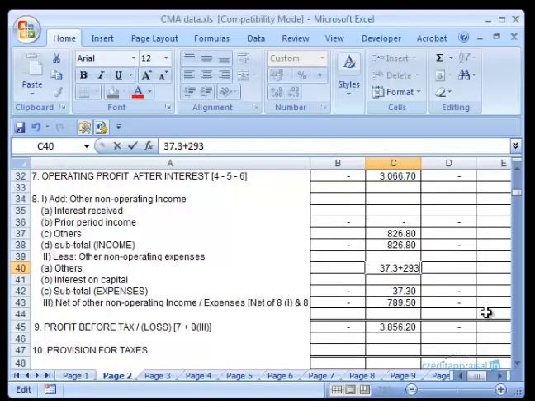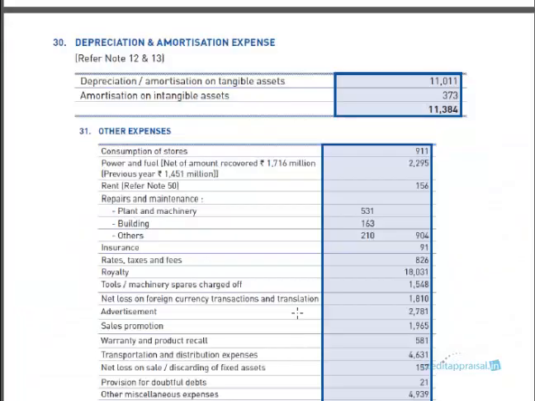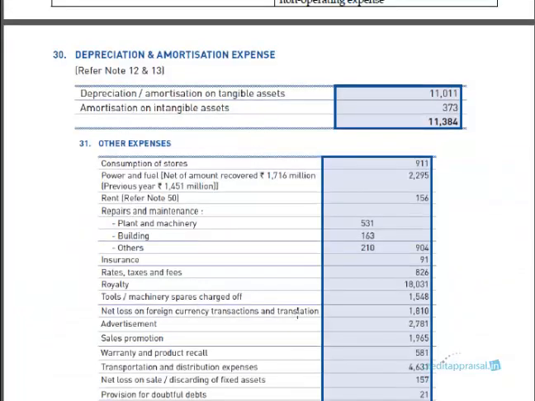So 293.8. Already we had 37.3 under non-operating expense. Now we'll be adding the 293.8. So total 331.1 will be the non-operating expense, right, for Maruti Suzuki. With this we come to the end of the segment. In the next segment, that is segment 5.12, we'll be discussing provision for taxation, right? See you then.